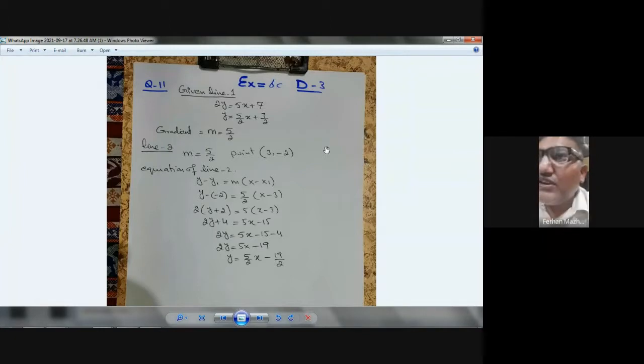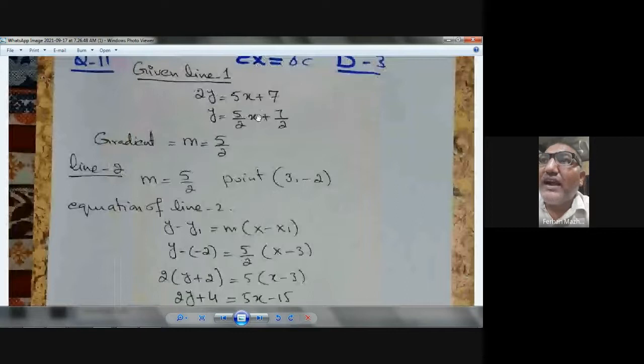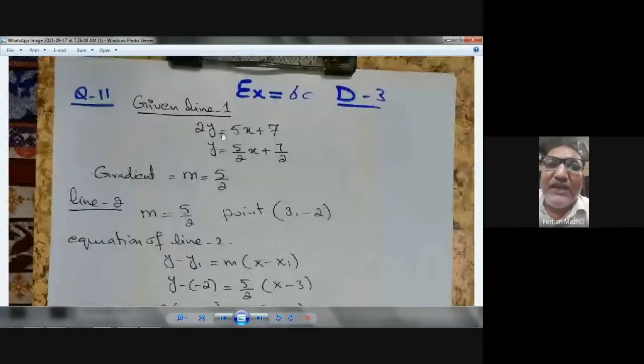So the given line is 2y equals 5x plus 7. So y will be, this 2 will go to the other side, it will divide both the terms. So you will have 5 by 2 x plus 7 by 2. Now you can see y is alone on this side. When y is alone, the coefficient of x is equal to the gradient of that line. So the gradient of that line, represented with m, is equal to 5 by 2. So now I know the gradient of this line.